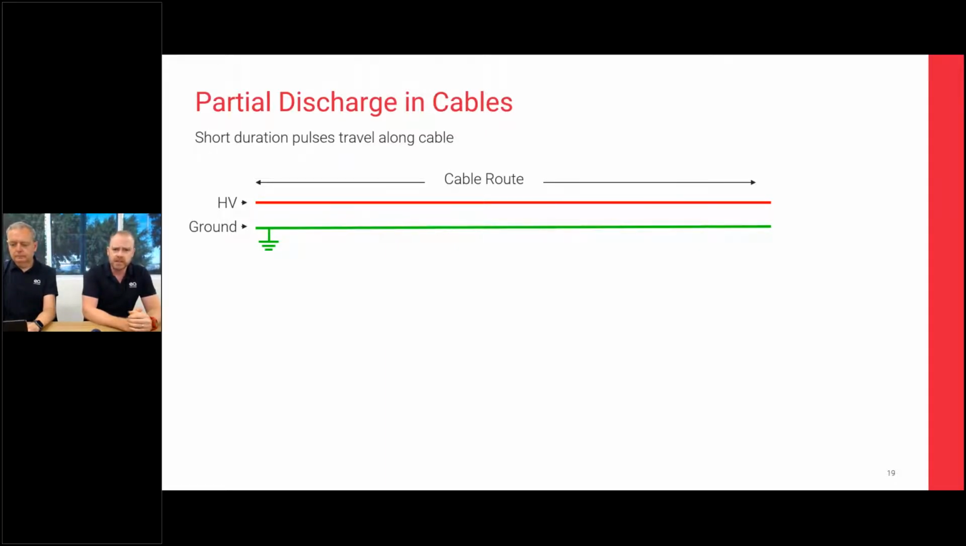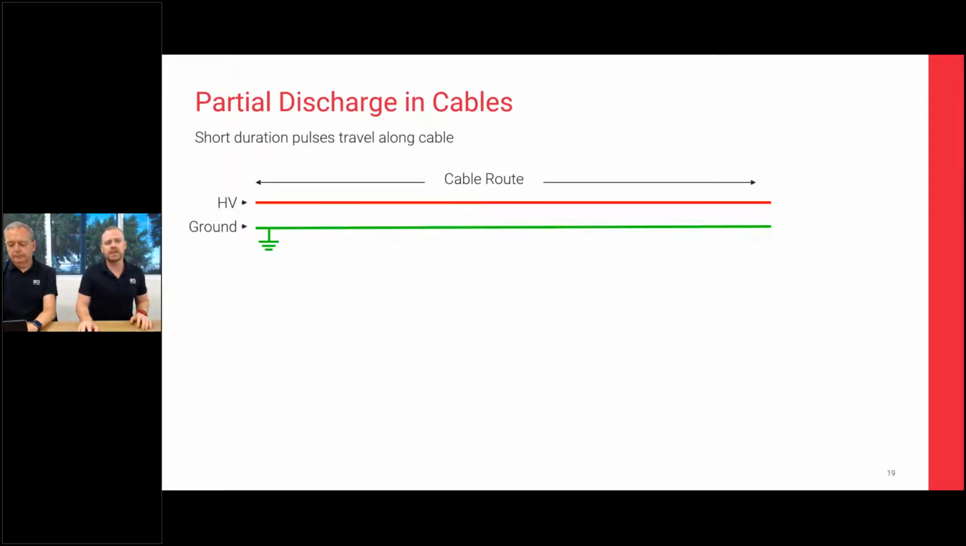So what we do to capture those signals, when we're testing with RFCTs, is put an RFCT at the end of the cable and attach it around the earth screens. We've got a few pictures of that coming up in a sec. When our RFCT is connected on there, it will detect high frequency pulses that are bouncing up and down the cable. That's the easiest way to think about it.